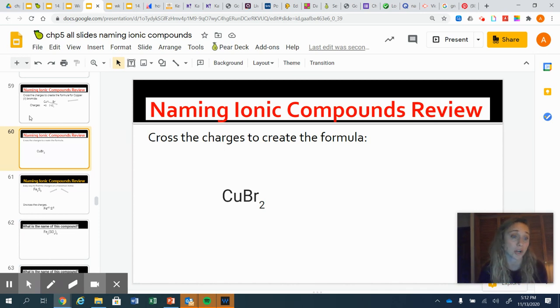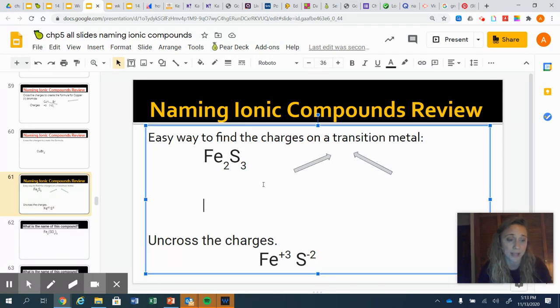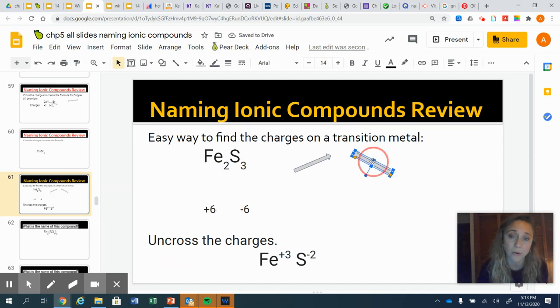If you don't know the charge, say for example you have Fe2S3, this is some sort of iron sulfide, but we don't know if it's iron 2 sulfide or iron 3 sulfide. You could say, okay, I know the charge on the sulfur is -2. There's 3 of them, so we're going with a -6 total charge, and we need a +6 total charge for the iron. We could divide that by 2, so it's going to be iron 3, or you could remember to uncross the charges.